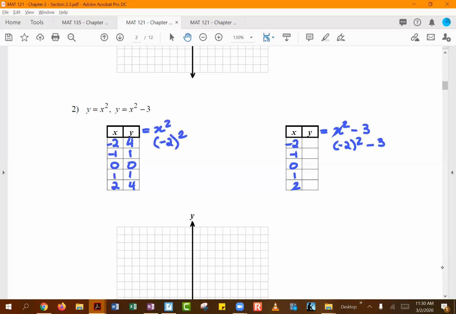So you're basically taking the y values that you already have in the first function and you're literally just subtracting 3 from them. So from each of these y values, you're subtracting 3, and that's going to give you this column right here. Yeah, so you will have 1, -2, -3, -2, and 1. Okay?